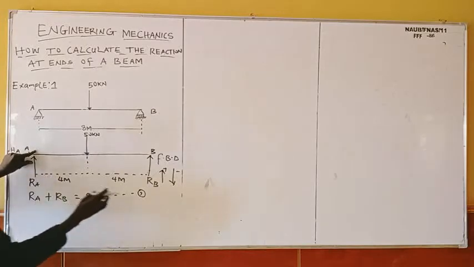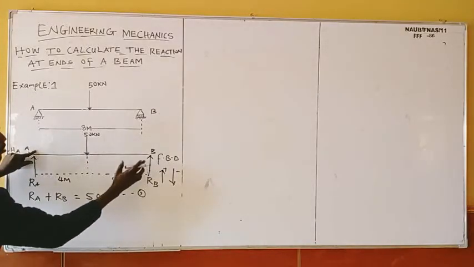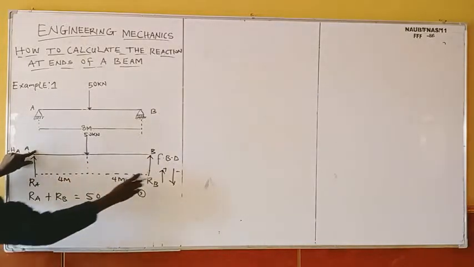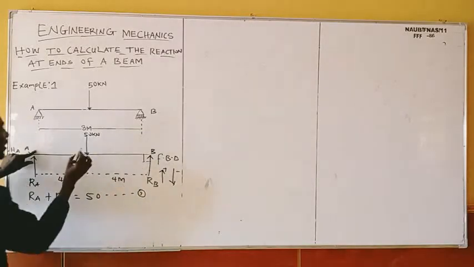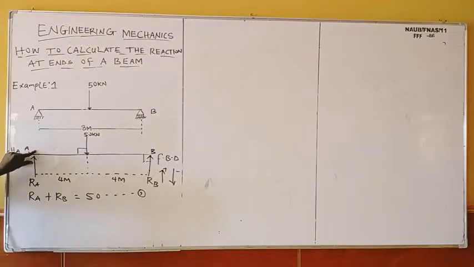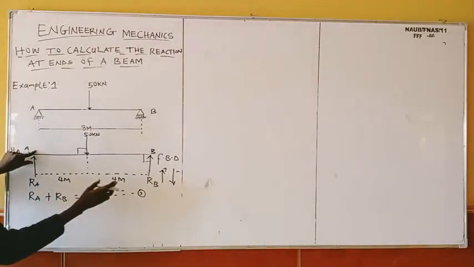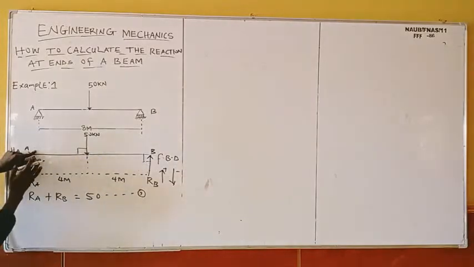Do you get that? So now we'll be having RB, and you know moment is what? Force times perpendicular distance. This is perpendicular, 90 degrees. This is also what? 90 degrees. Do you get that? So that's the meaning of perpendicular. So it means RB times the total distance that it covers before reaching A. Do you get that?